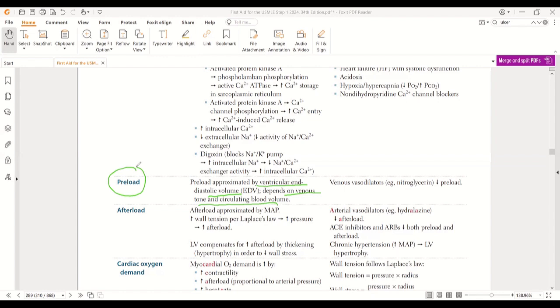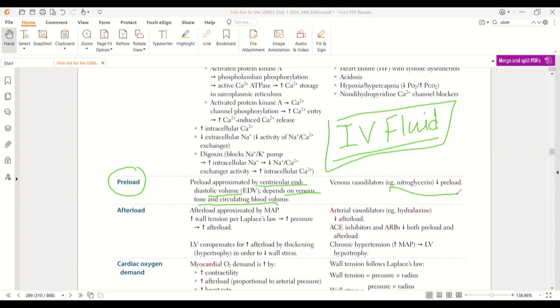And what happens when you give IV fluid? What happens to the preload with IV fluid? It increases, because fluid comes into the veins and there is increased venous return, right? So the preload will increase. And what happens when you give nitrates? Venodilatation, so the preload will decrease.